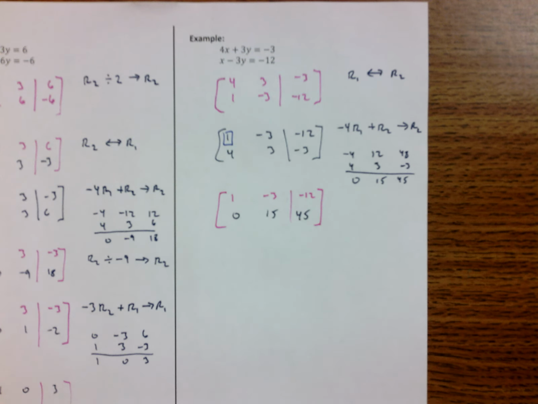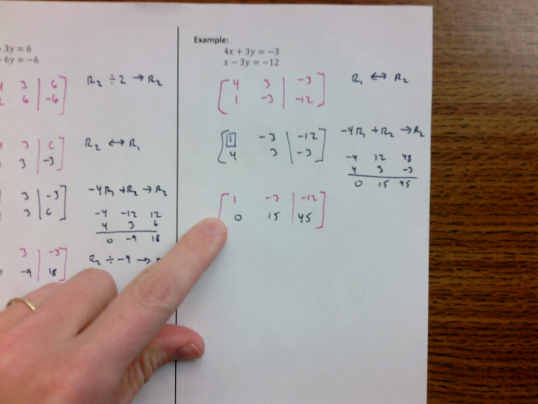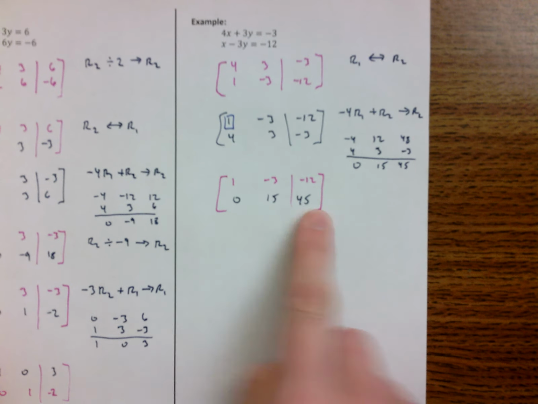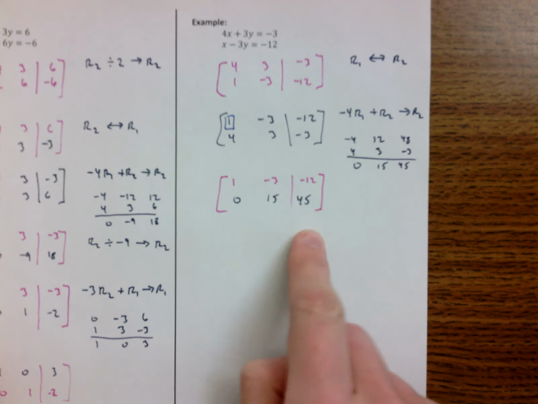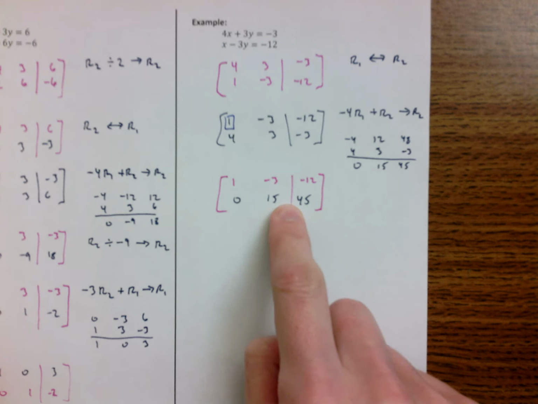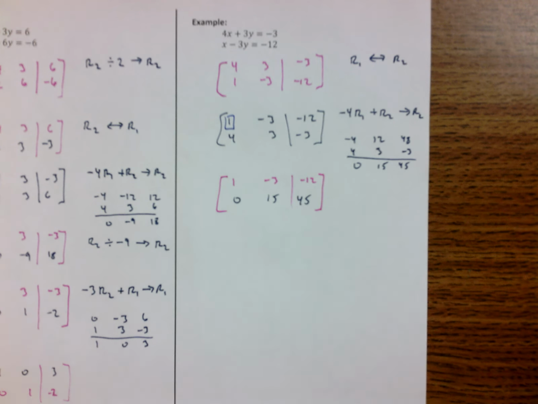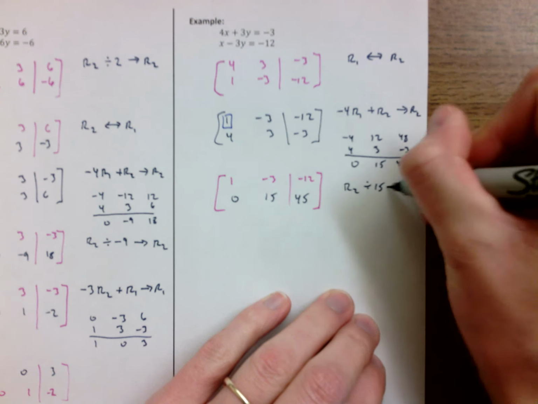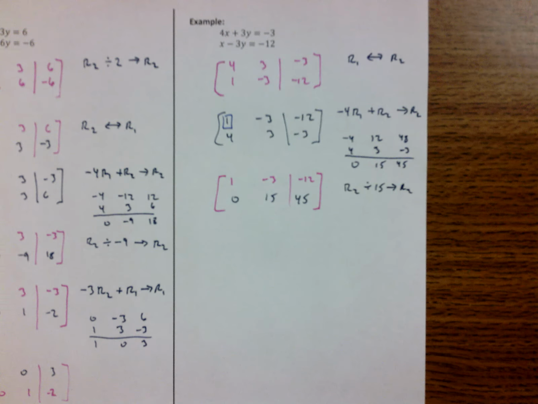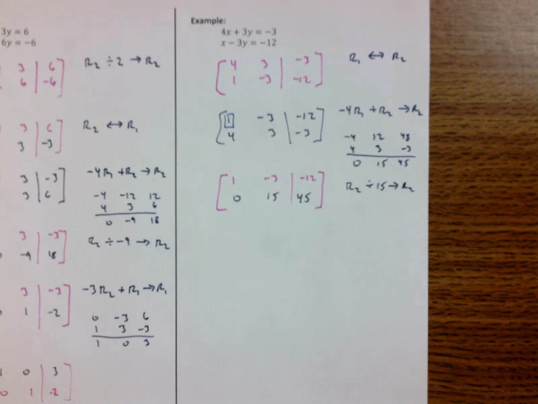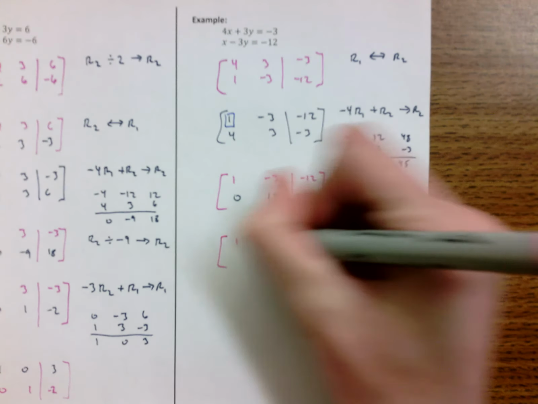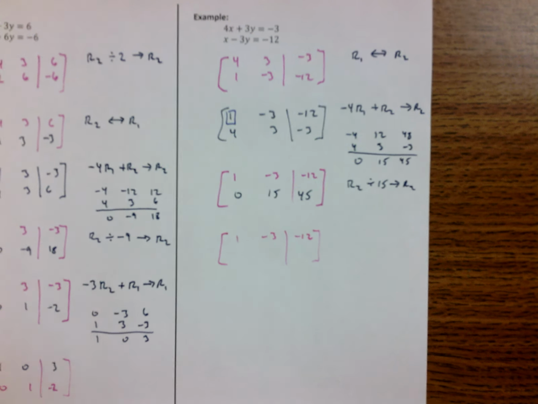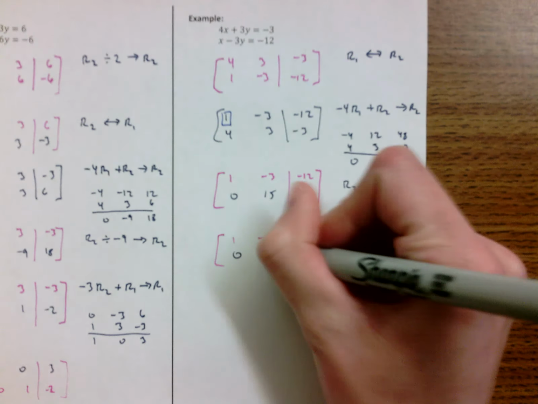Okay, so I've got this column finished. My next goal is that I need to get a 1, right? So I need this 15 to become a 1. And you can see here that this row will divide by 15 evenly. So that's going to be my next step. I'm going to take row 2 and divide it by 15 and put it back into row 2. Okay, so top row is going to stay the same, 1, -3, -12. And then the bottom row, just dividing everything by 15, so that's going to be 0, 1, 3.